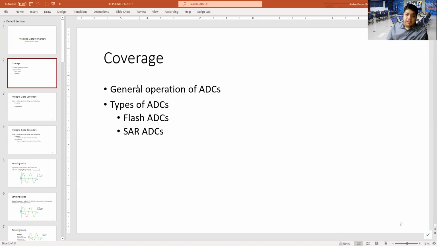So yung general operation ng ADC na circuit level, and then types of ADCs. We'll be covering two types of ADCs. So basically, implementation ng analog to digital na converter.